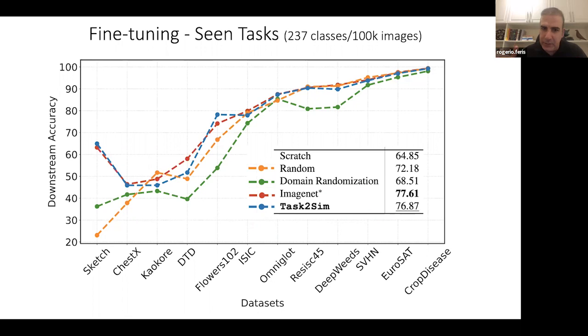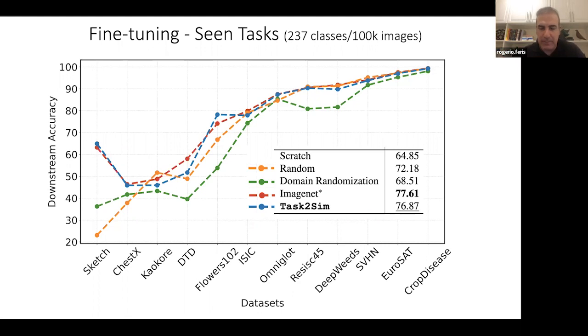And the baselines that we consider are training from scratch and random. Random here means just randomly choosing parameters. So instead of having Task2Sim optimally predicting simulation parameters, here we would just randomly decide which parameters to use. Domain randomization means enabling all parameters, so we consider all variations that are available in order to do pre-training. And then we have this specific version of ImageNet.